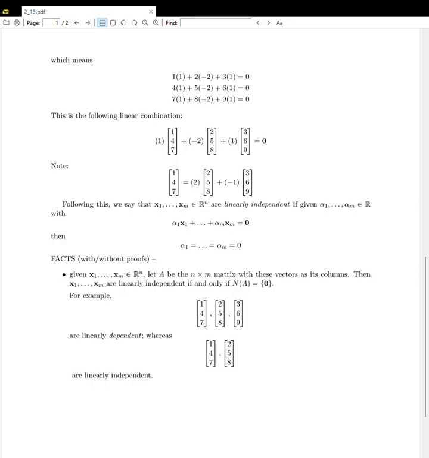Okay, last time we looked at these two vectors, and we incidentally demonstrated that their null space was trivial, so let me type that out as follows.